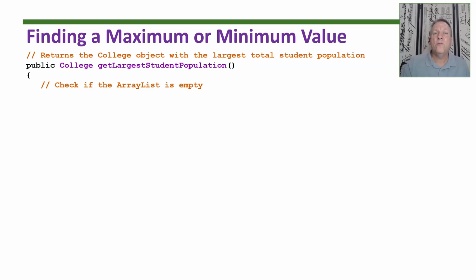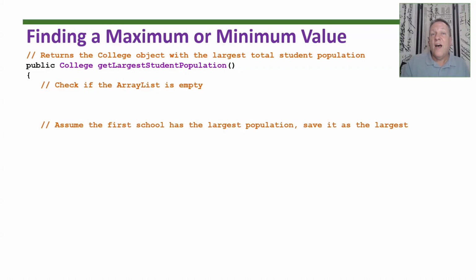In other examples, we've had preconditions, maybe that we know the array list is populated or the array is populated, but just for here, let's consider the possibility that the array list might be empty. If it's not, let's continue. Then what are we going to do? Well, we're going to assume that the first school has the largest population. So we'll save the first school as our largest college so far.